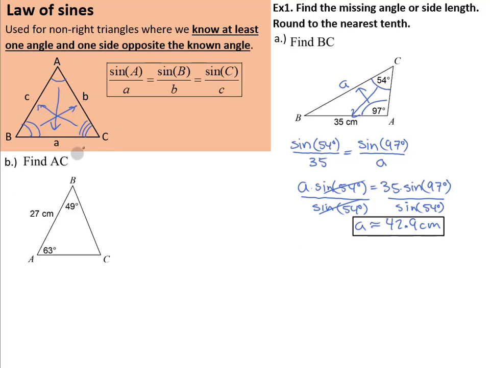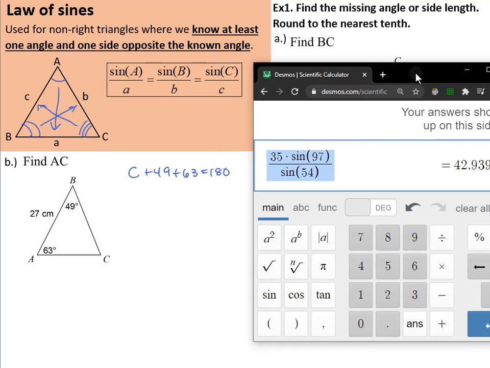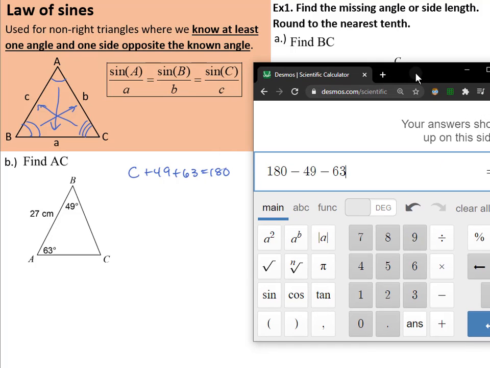Okay. All right, let's try B. Pretty similar problem. Now note here, we only know one side, but we immediately don't know the angle opposite it. Well, hopefully remember, the 3 angles in a triangle should add up to 180. And if we know 2 out of the 3, we can say my unknown angle at C plus 49 plus 63 has to total 180. And of course, we can use that to solve for our angle at C. So subtract those two values from 180, take away 49, take away 63, and our remaining angle is 68 degrees.